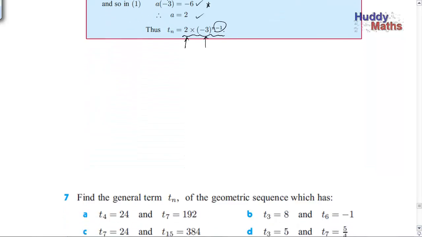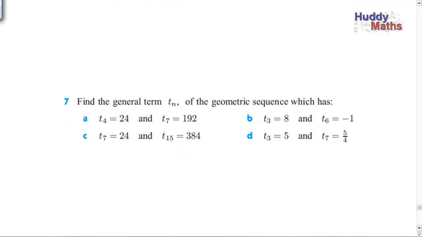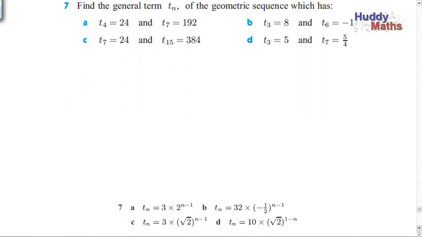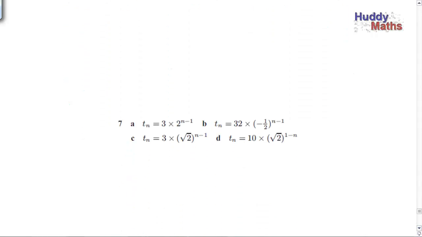Okay, so here we are. Question 7. Need to do all of these because they're all slightly different. And I'm going to show you the answers now. Okay, so there's some little answers for you. And I hope you're enjoying yourself. Go back over it, make sure you understand what we're doing here.